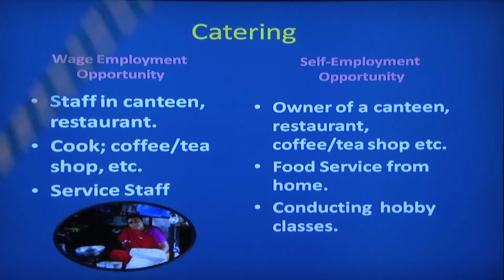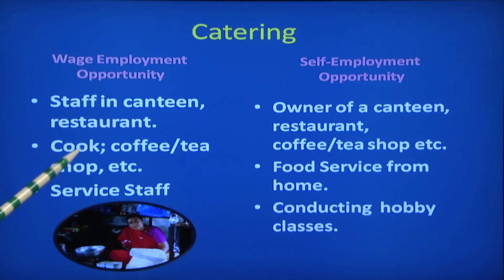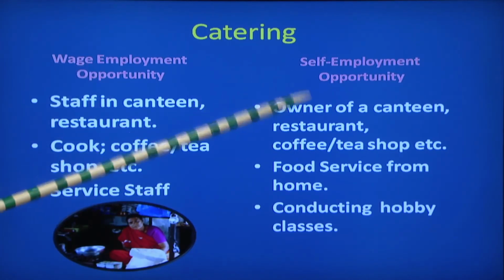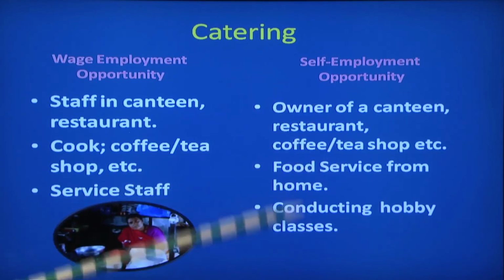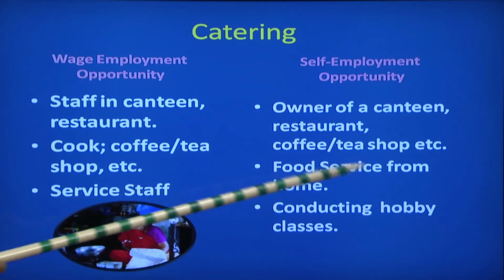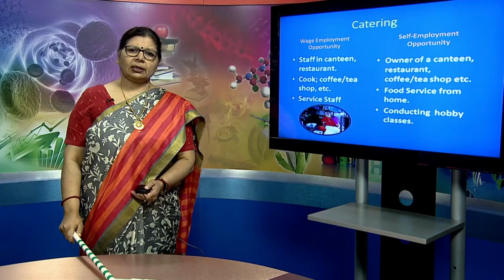Let us see in catering. You can become the staff in canteen or restaurant. You can become the cook on a coffee or tea shop. You can also become a service staff. But you can also own your own canteen, restaurant, coffee or tea shop. You can also start your food services for the home delivery, and you can also start conducting the hobby classes for this.